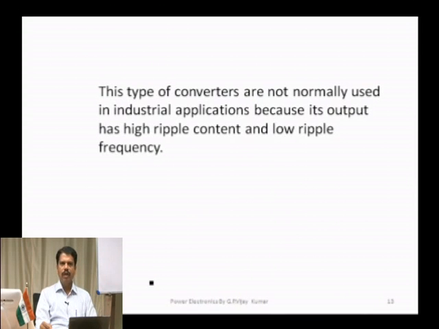Already told you, this type of converter is not normally used in industrial applications because its output has high ripple content and low ripple frequency. High ripple content, since in the negative half cycle the output voltage is 0. So, that is the high ripple content.